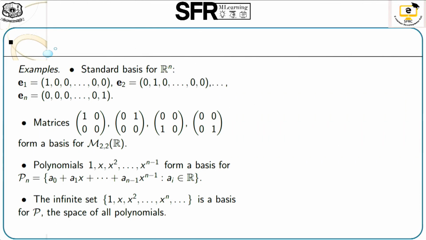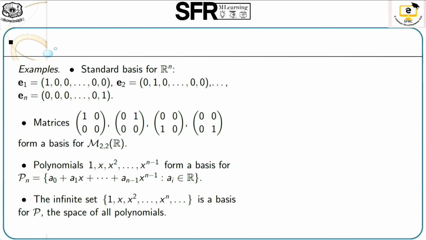Next we pass on to an example for a standard basis. Let us consider R power n. There are n basis vectors available. The first, e1, is the n-tuple 1 0 0 0, and e2 is 0 1 0 0, and the last, en, has all entries 0 except the last, which is 1. Therefore, e1, e2, etc., en span the whole space R power n and it is a linearly independent set.